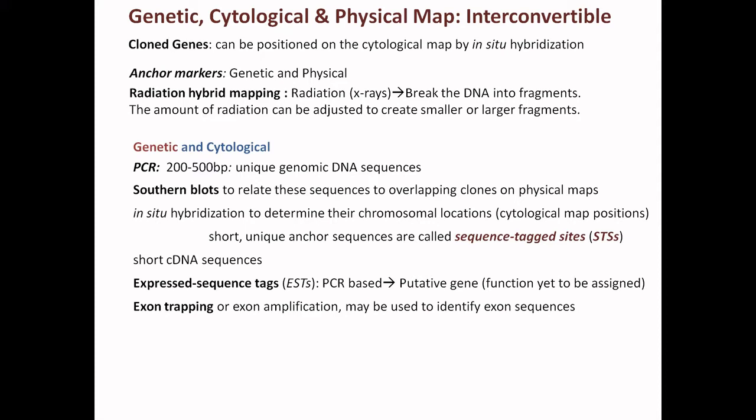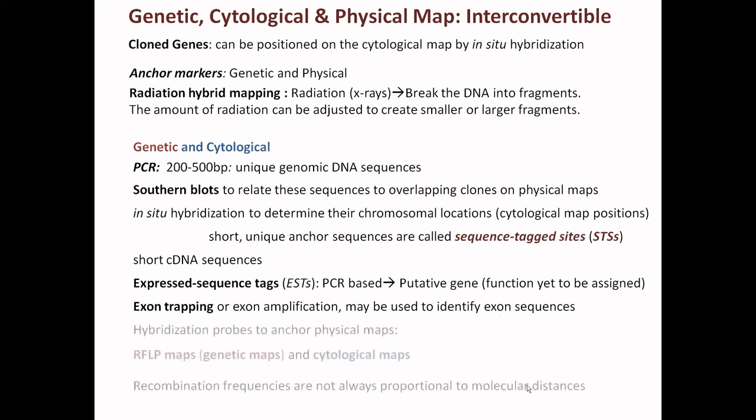Then there is the exon trapping method, or exon amplification, which may be used to identify the exon sequence. Then the hybridization probe is used to anchor the physical map, so that we can give a specific molecular marker position to a specific place in a cytogenetic map. We can compare it to the genetic map and finally to the physical map.